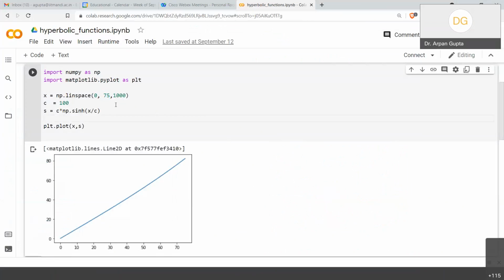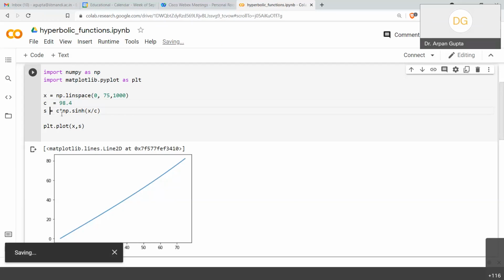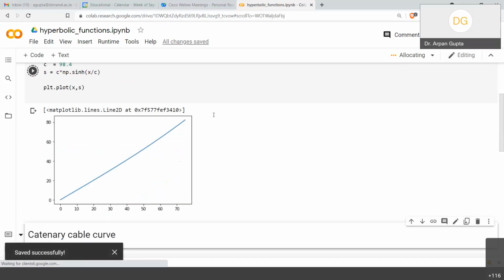Now here I'm using the linspace function from the NumPy library, and I'm plotting from 0 to 75 meters, using 1000 points. Let us say I'm choosing the value of C as 100, although in the calculation it was 98 point something. The distance S was given by C times sinh of x by C, and I just run this.